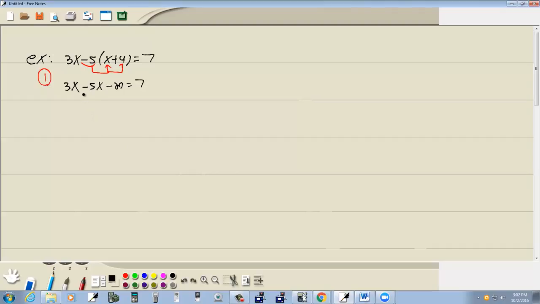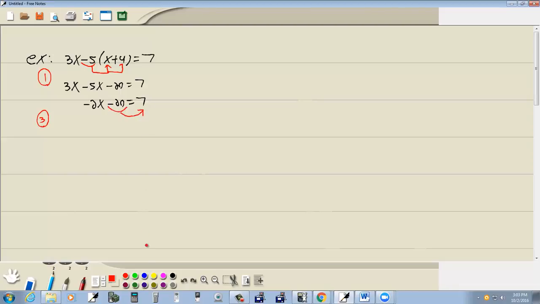Now you always combine like terms. Like terms are where you have the same variable, the same power. So 3x minus 5x is negative 2x. Minus 20 equals 7. Step 2 is get rid of fractions. Don't have any. Step 3, get everything with x on one side, numbers on the other.